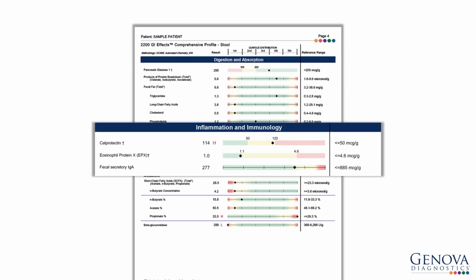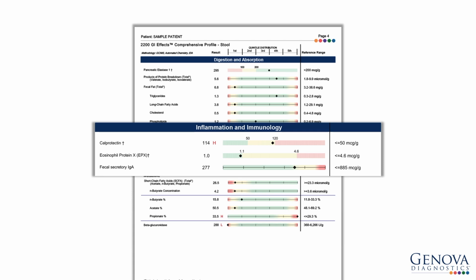In the middle of page 4, we have the inflammation and immunology section. Calprotectin is a marker for neutrophil-mediated inflammation. It is FDA cleared to distinguish between irritable bowel syndrome and inflammatory bowel disease. This patient's level is 114, which is close to the red zone of 120. A finding above 120 is considered significant and warrants a referral for colonoscopy.